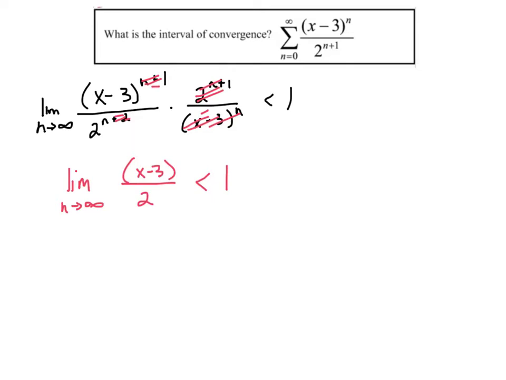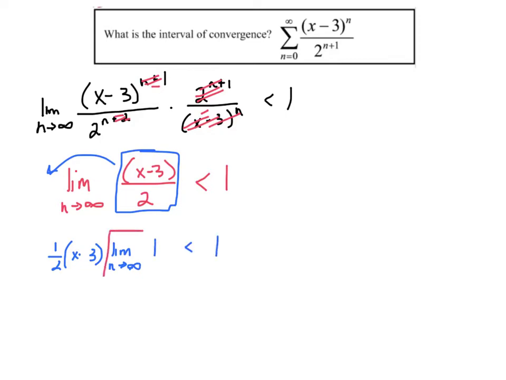So again, I can yank all of the stuff that doesn't have an n out front. So I'd have, I'm going to write it as 1/2 instead of divided by 2. Since there was nothing left in there, I'm just going to write it as a 1. So of course this whole thing is just 1. The limit as n approaches infinity of 1 is 1. So I end up with 1/2 x minus 3/2, you want to think about it that way, be less than 1.